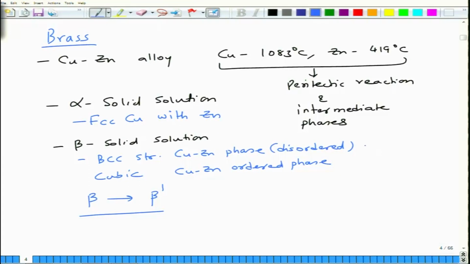Beta phase is a ductile phase, and this beta prime phase, which is cubic, is a hard phase. The beta to beta prime transition happens at 465 degrees centigrade when it undergoes an order disorder transformation. So, let us look at the phase diagram of brass first.